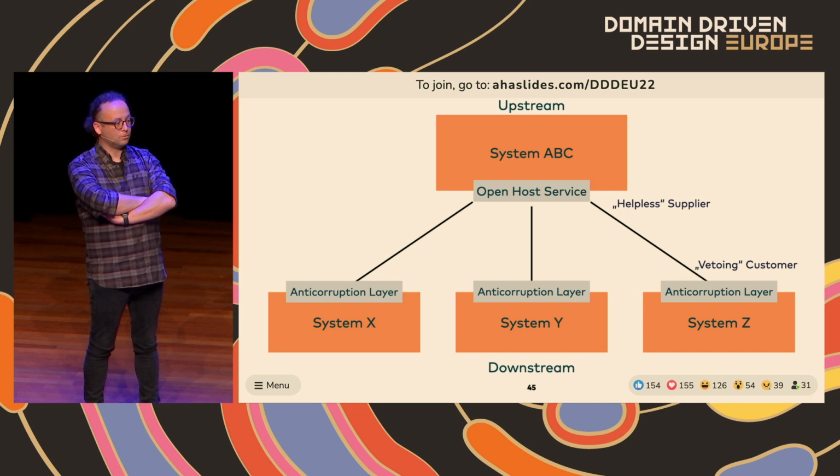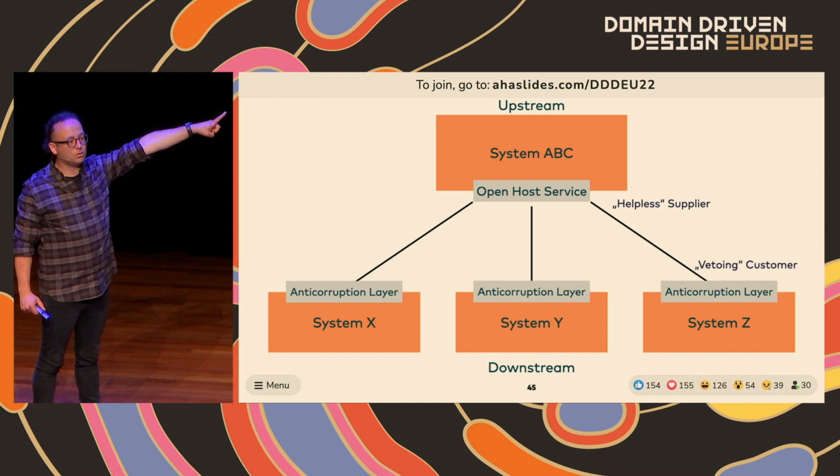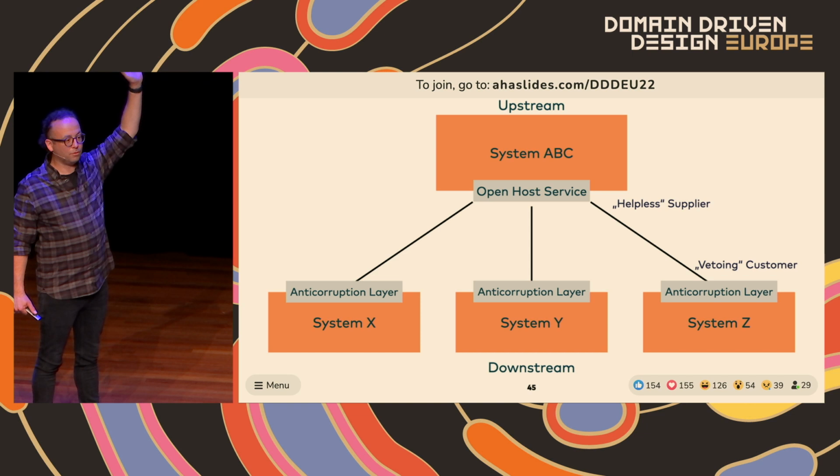What happens? If the systems X and Y are dependent on those changes for the development of their further features and functionality and product increments, they will get blocked in their progress because of system Z, saying, no, the risk on the open host service is too high for us. I've seen that as a piece of a political foul play.